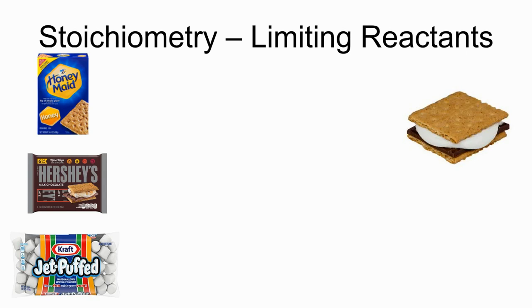To figure that out, we need to calculate just how many s'mores, just how many G2CH3Ms we can make from each of our reactants. We do 3 separate calculations. So let's start with the graham crackers.